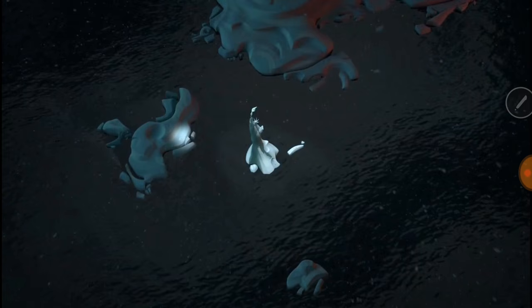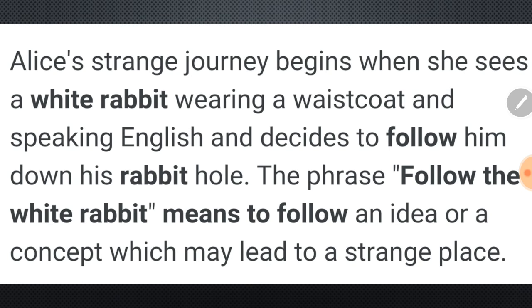Well, before that, go to the next thing here. Oh, actually, you know what? Let me talk about this first. I'm going to slide through. Okay, so about the white rabbit. Alice's strange journey begins when she sees a white rabbit wearing a waistcoat, speaking English, and decides to follow him down his rabbit hole. The phrase, follow the white rabbit, means to follow an idea or a concept which may lead to a strange place.